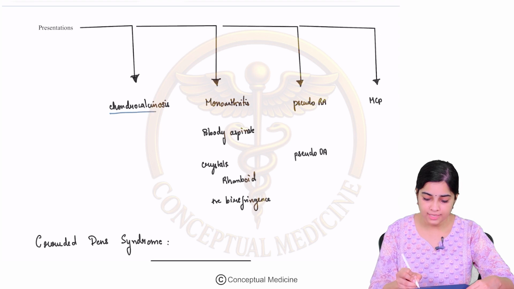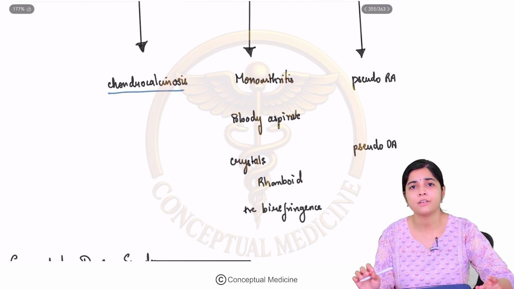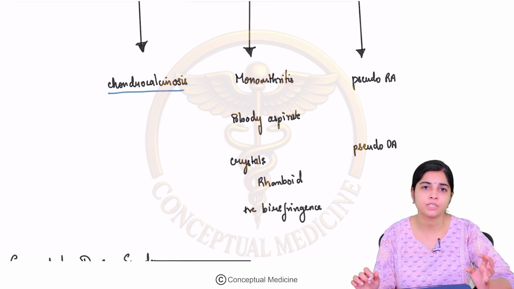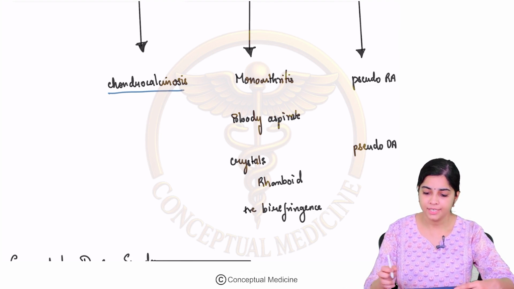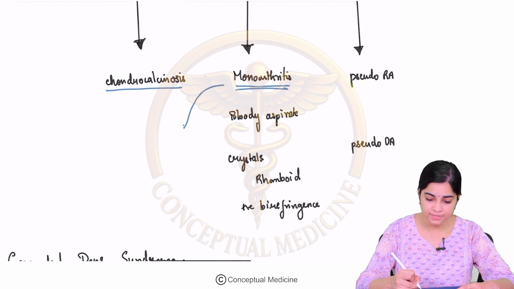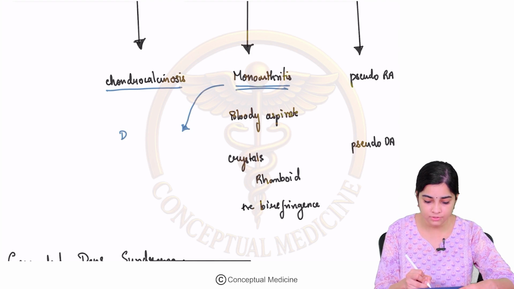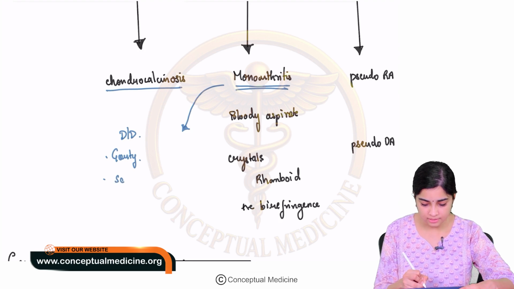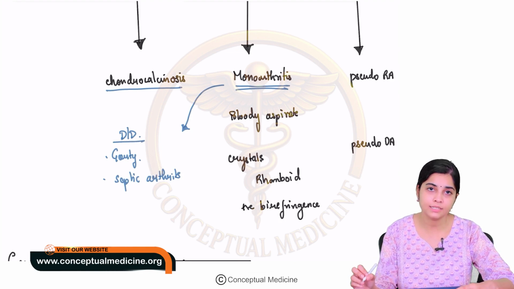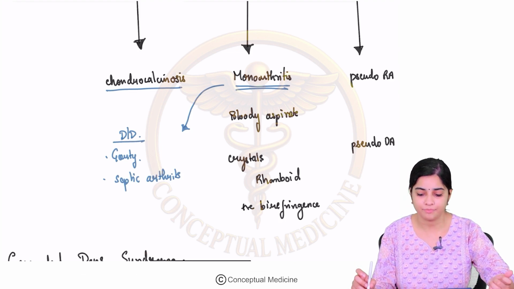First is chondrocalcinosis. Most often when you take the X-ray of an individual with CPPD, you might find deposition of CPPD within the cartilage, chondrocalcinosis, which appears as opaque lines within the cartilage. That is one of the most common presentations. If CPPD presents as a monoarthritis, it is going to be a differential for gouty or septic arthritis.